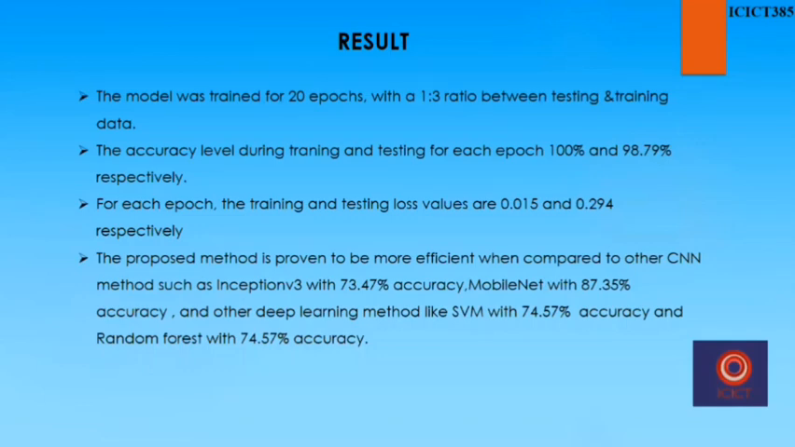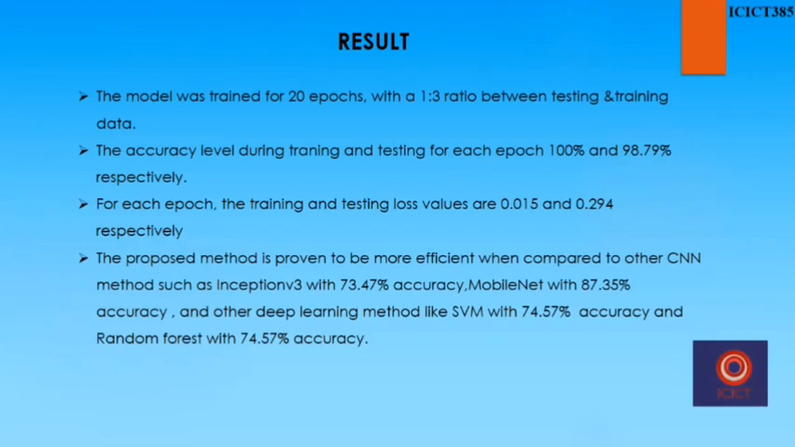As we know, this model is trained for 20 epochs, with a ratio of 1 to 3, which is the ratio of testing and training data, where we take testing data as 1 part and training as 3 parts. The accuracy level during training and testing for each epoch is 98.79 respectively. For each epoch, the training and testing loss values are 0.015 and 0.294 respectively.